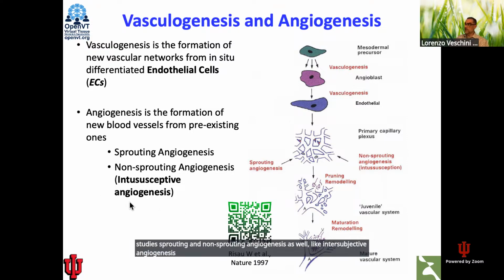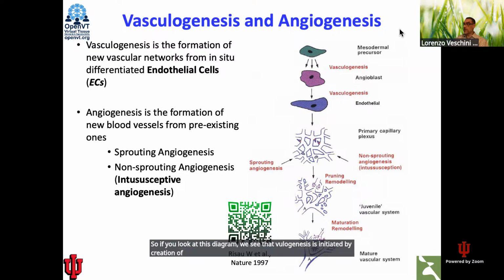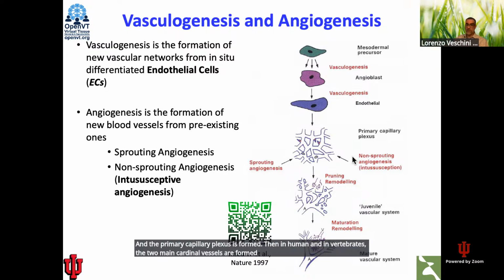So if you look at this diagram, we see that vasculogenesis is initiated by creation of endothelial cells via mesodermal precursors and angioblasts. So this is happening during embryogenesis. And the primary capillary plexus is formed. Then in humans and vertebrates, the two main cardinal vessels are formed, and then they fuse, giving rise to the big vessels in the human body, like the aorta and the big vein.